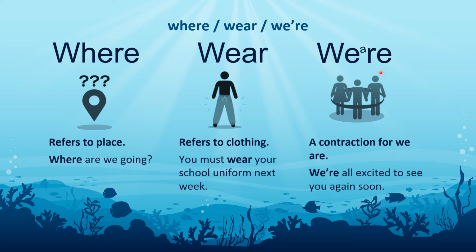And the last one, again, we've got an example of a contraction. So we're, W-E, apostrophe R-E, which is a contraction for we are. We're all excited to see you again soon. Again, undo the contraction. We are all excited to see you again soon. So you know that you've used this version of this homophone correctly.